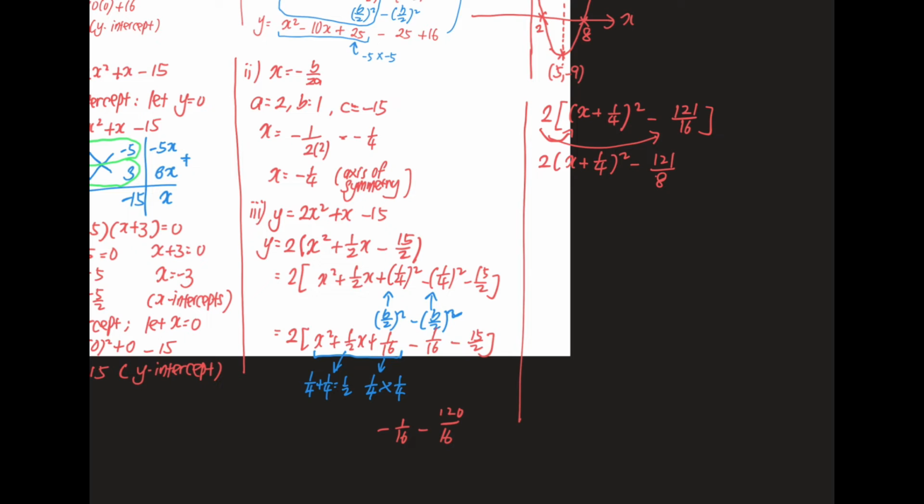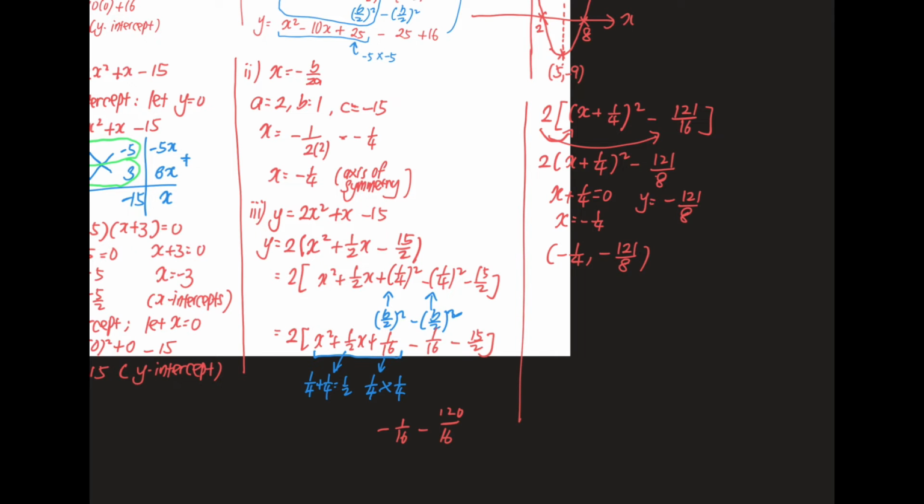What we need to do is write down the turning point. For the turning point, we let the bracket equal to 0. We get x equal to minus 1 over 4. Then we let everything at the back of the bracket be y, so y is minus 121 over 8. This is the turning point: minus 1 over 4, minus 121 over 8.